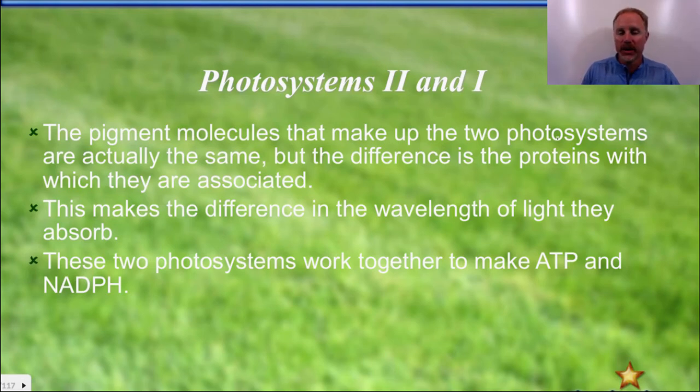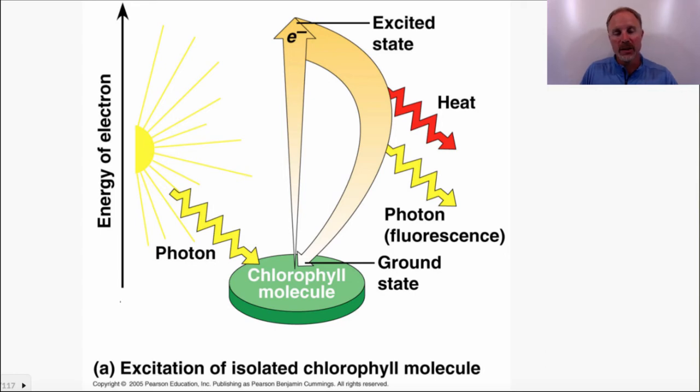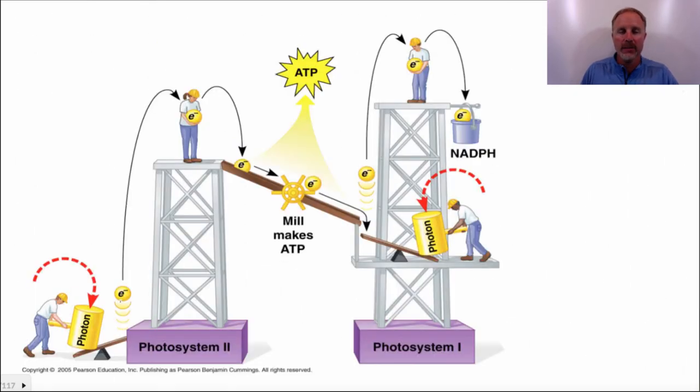They take this light in, and these photosystems work together, using the sunlight energy to generate the ATP and the NADPH that the Calvin cycle needs in order to function. So we've looked at this. This is where the electrons are getting excited. And then here's a diagram that we looked at earlier.